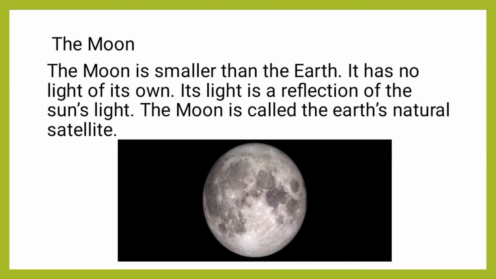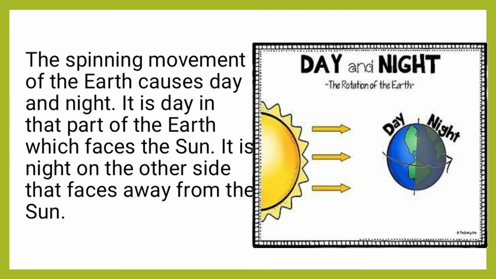The moon is smaller than the earth. It has no light of its own. Its light is a reflection of the sun's light. The moon is called the earth's natural satellite. The spinning movement of the earth causes day and night. It is day in that part of the earth which faces the sun. It is night on the other side that faces away from the sun.